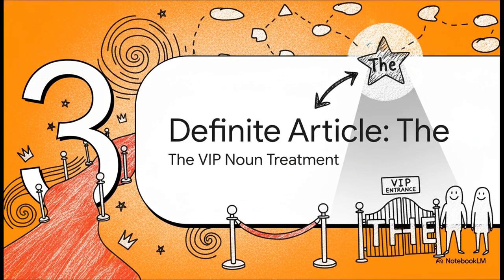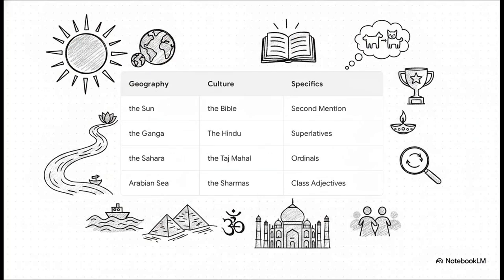All right, part 3, mastering the definite article, or as I like to call it, the VIP noun treatment. What's really fascinating here is mapping out when a noun gets this specific VIP treatment with the word the. English has a ton of rules for this. But honestly, instead of memorizing 20 random bullet points, just look at how it naturally groups into logical categories.